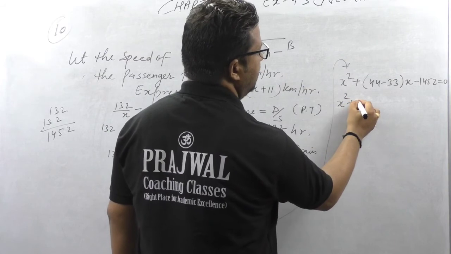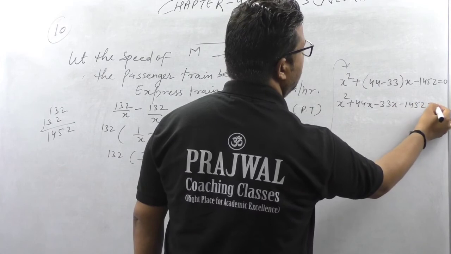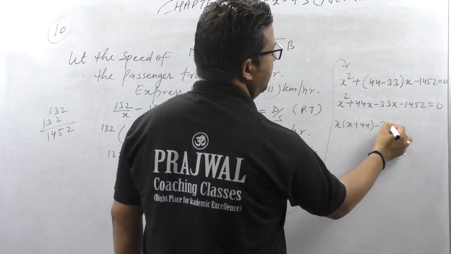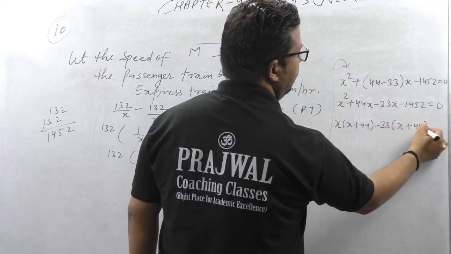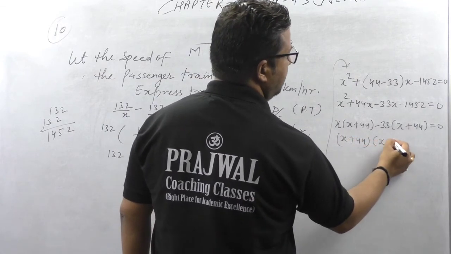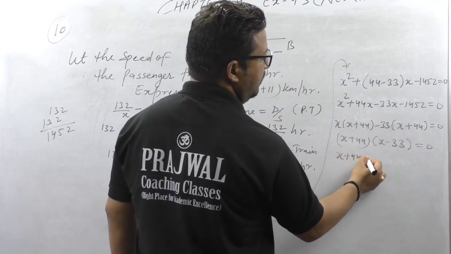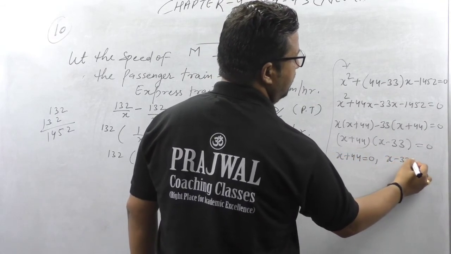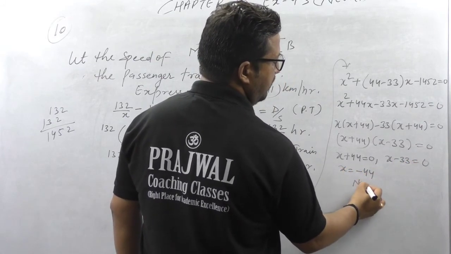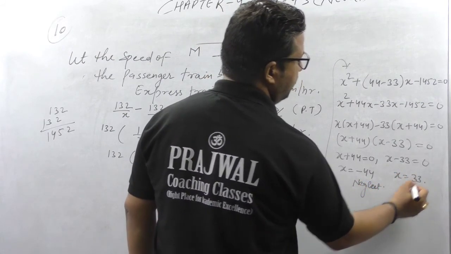So x square plus 44x minus 33x minus 1452 equal to 0, and from here if you take common x, x plus 44 will be there, and if you take common 33, so it will be x plus 44. So x plus 44 will come common and x minus 33 equal to 0. So x plus 44 equal to 0, and here we have x minus 33 equal to 0. So it will come negative. So this we have to neglect because speed can never be negative. So x equal to 33.